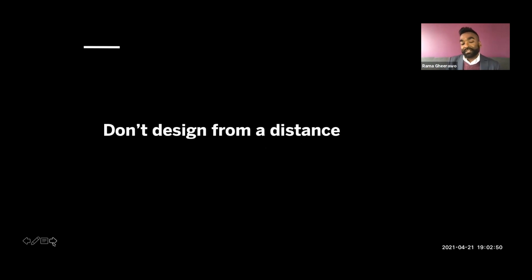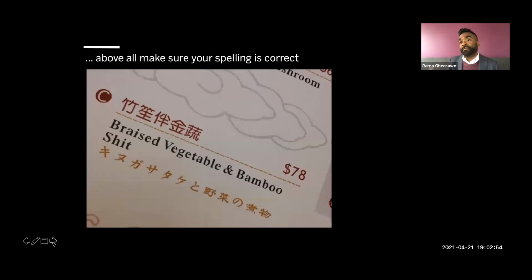Don't design from a distance. Immerse yourself as those students are doing. And very finally, you can create the most beautiful, inclusive product, but above all, make sure that your spelling is correct. And it took me 3 months to realize that this menu from Hong Kong as well should say braised vegetable and bamboo shoots. So don't design bamboo shit.